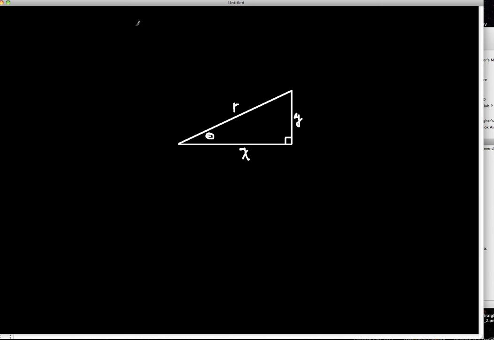We say that the sine of theta is equal to y divided by r, and the cosine of theta is equal to x divided by r.